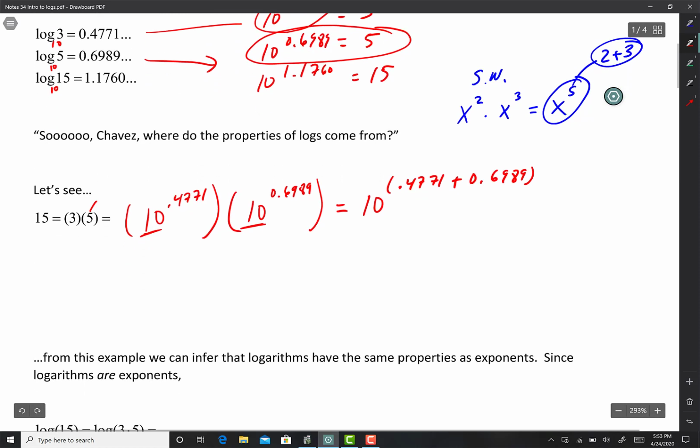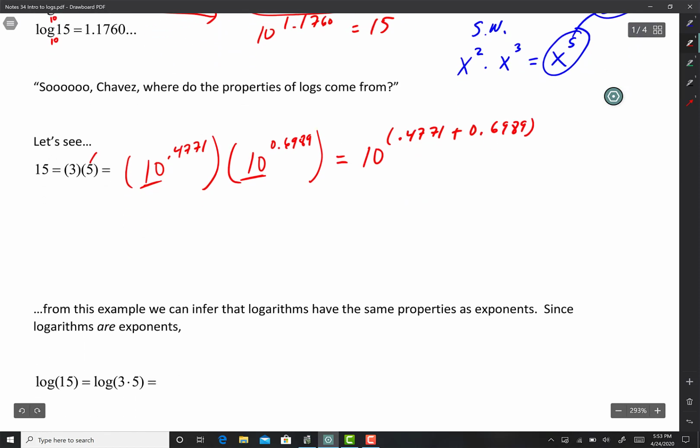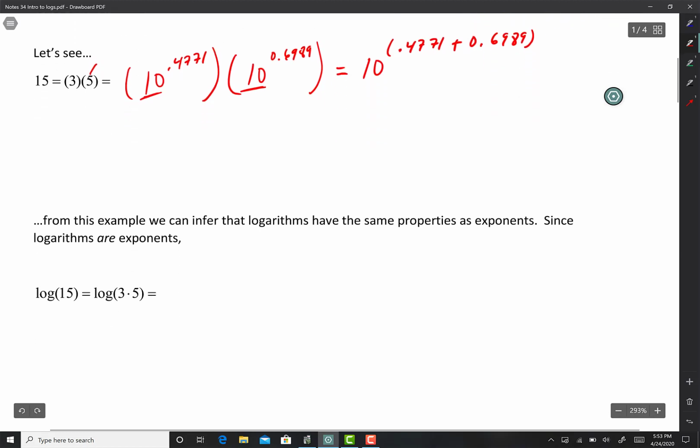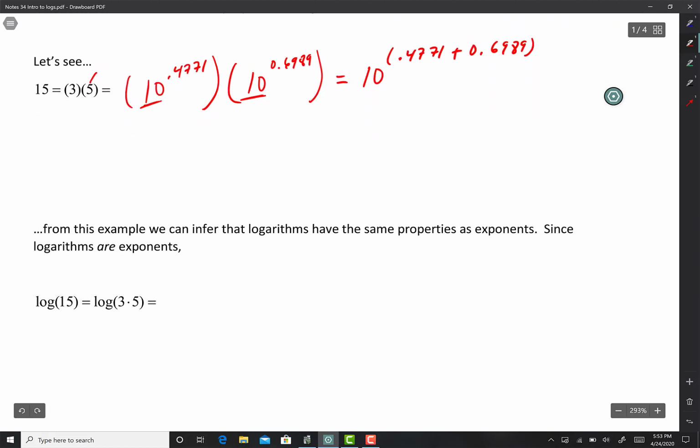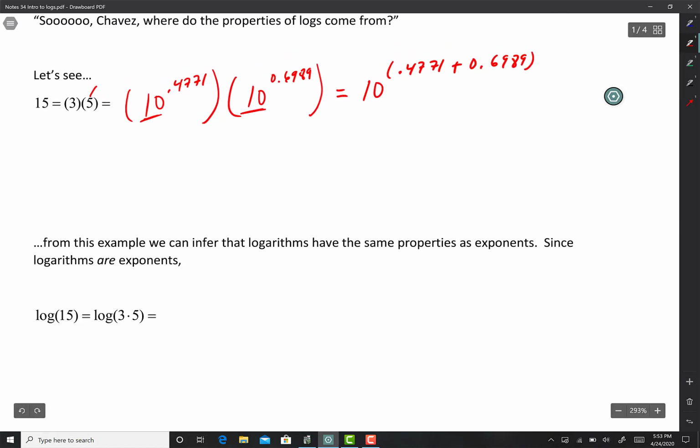I hope you guys were saying yes and not no. So where do the properties of the logs come from? Now, don't worry, I know that I haven't done the quotient or the power one. I just wanted to go to this one real quick. So I have here log 15 equals log 3 times log 5. It says, for this example, we can infer that logarithms have the same properties as exponents. Since logarithms are exponents, I can rewrite this as log 3 plus log 5. Now, hold on, relax.